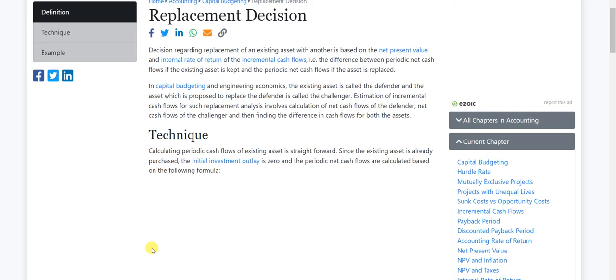That is the difference between the periodic net cash flows if the existing asset is kept and the periodic net cash flows if the asset is replaced. In capital budgeting and engineering economics, the existing asset is called the defender and the asset which is proposed to replace the defender is called the challenger. Estimation of incremental cash flows for such replacement analysis involves calculation of net cash flows of the defender, net cash flows of the challenger, and finding the difference in cash flows for both assets.